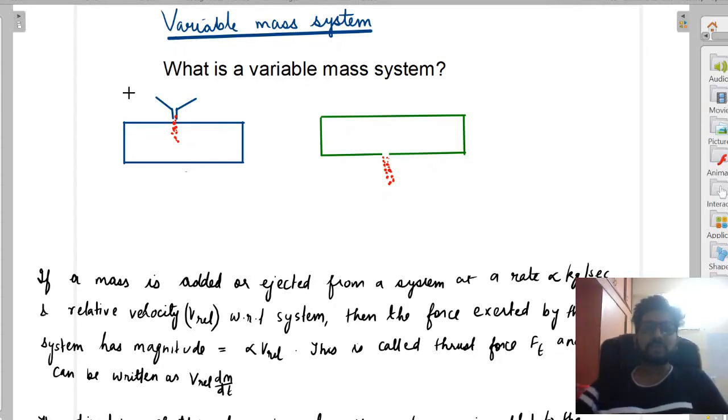Hello, my dear students. Today we will be discussing one new topic, and that is the variable mass system. Now, what is a variable mass system?